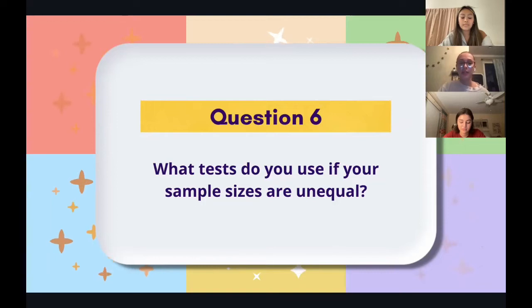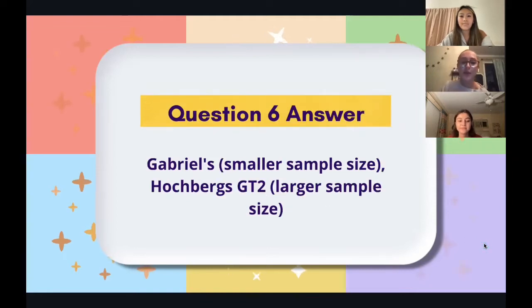Moving on to question six. What test do you use if your sample sizes are unequal? I think it's Gabriel's and Hochberg's. That is correct. So Gabriel's you would use if you have a small sample size, and Hochberg's you would use if you had a larger sample size.